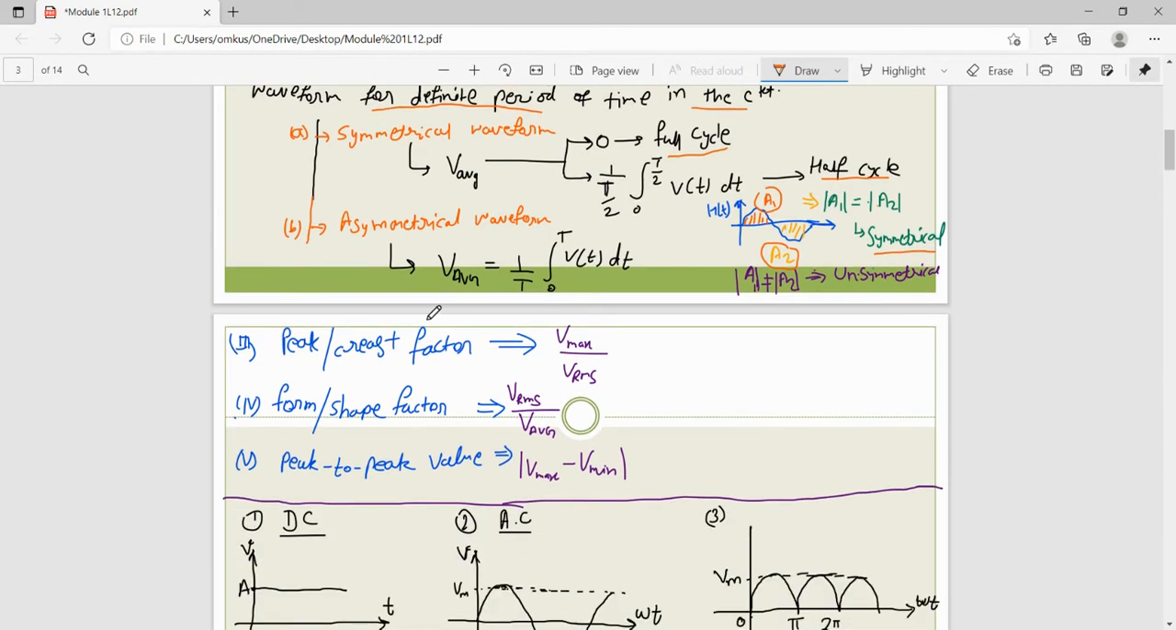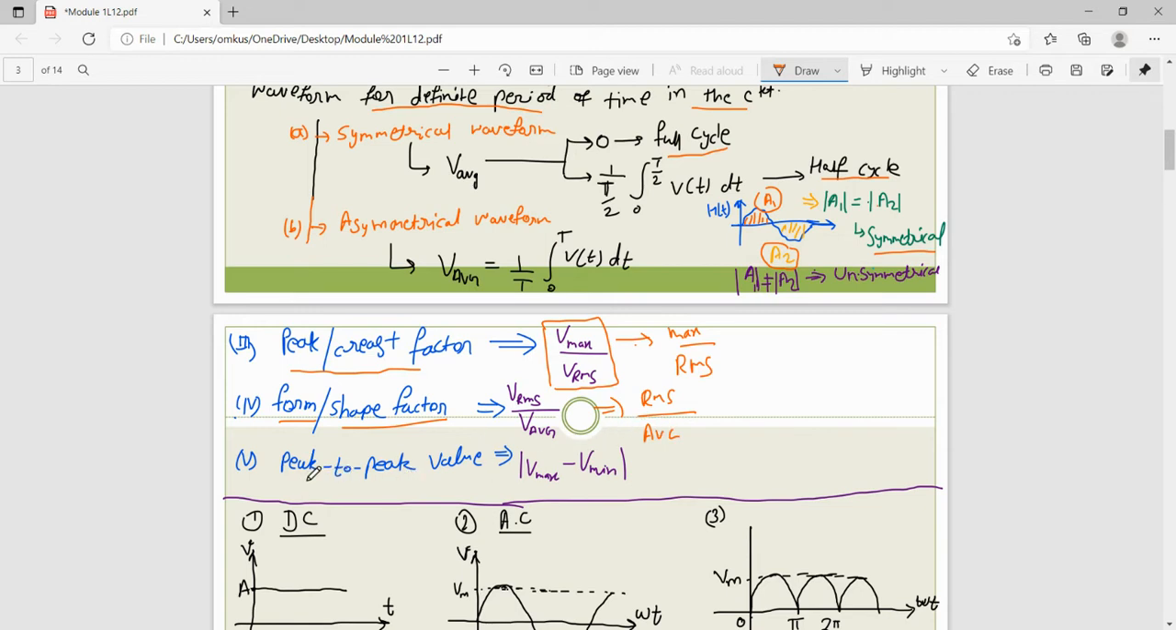Now the peak or crest factor. You can easily find it by taking the ratio of the maximum value to the RMS value. Here I say voltage, but it can be any other signal, such as a current or any signal which is given to you. Similarly, the form or shape factor is nothing but the ratio of the RMS value divided by the average value.